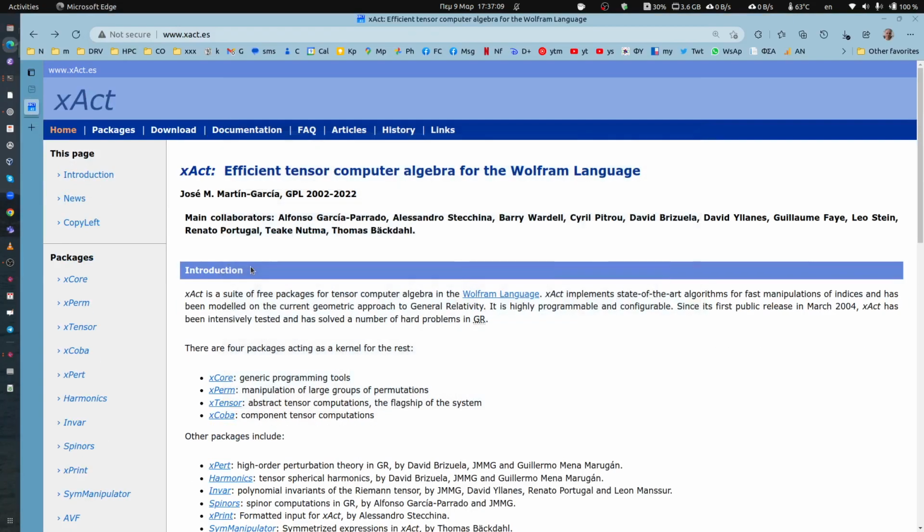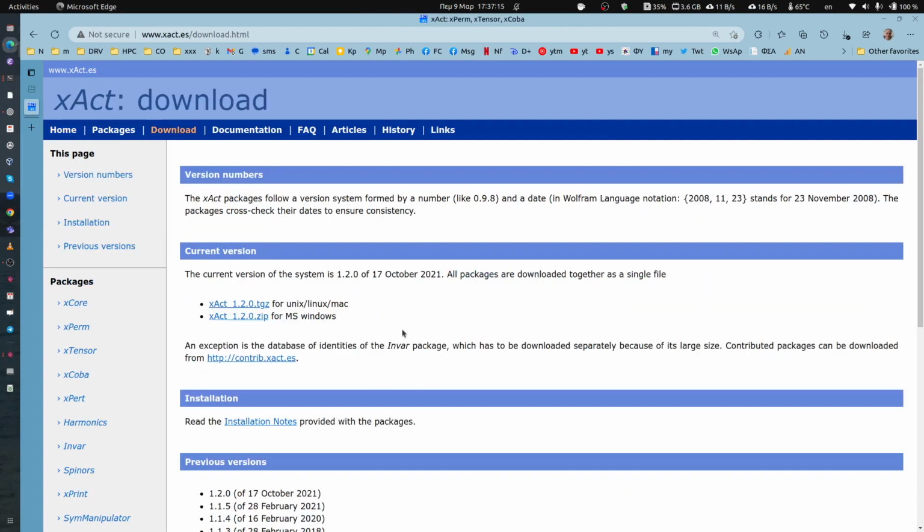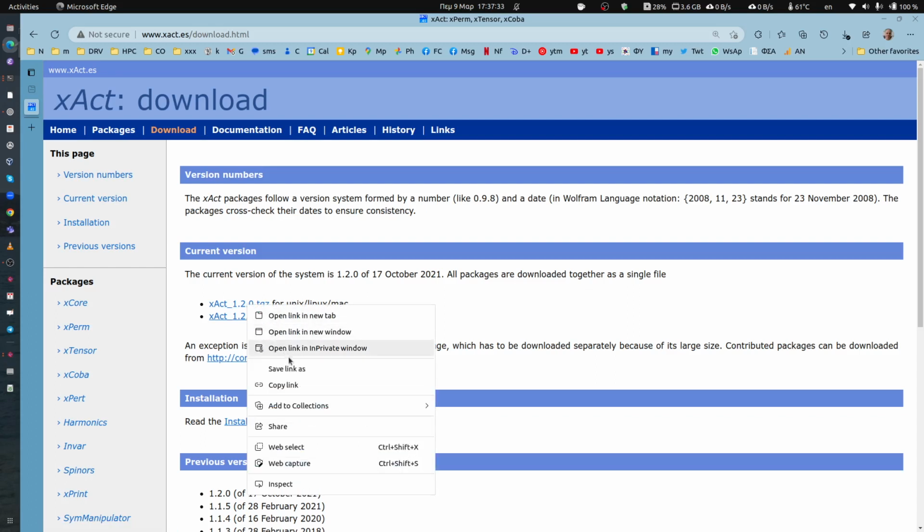So go to the xAct page, visit download, and then choose the TGZ or zip file according to your operating system. My operating system is a Linux one, so I download the first one here.